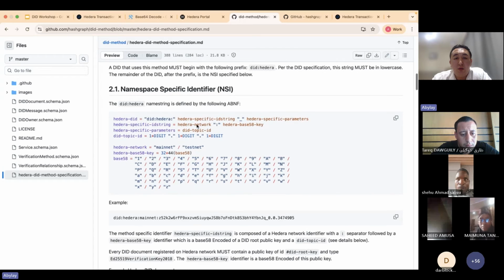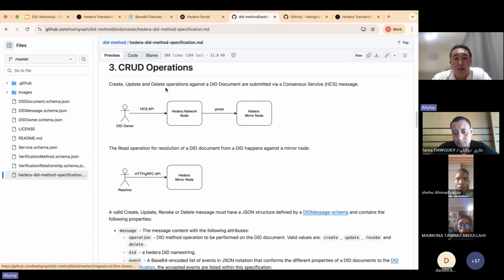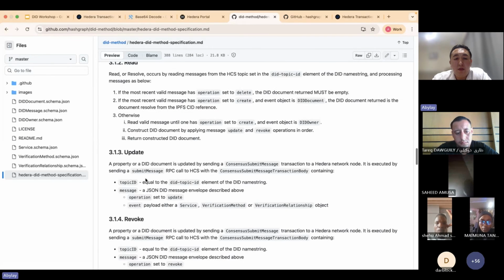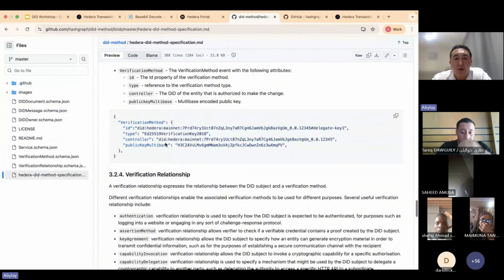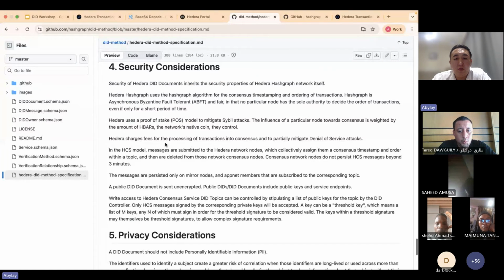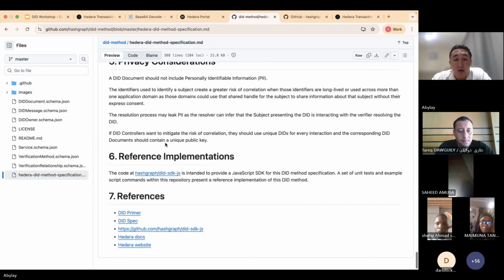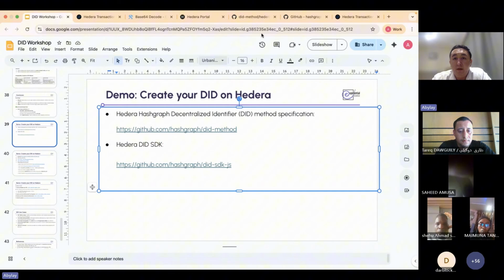Basically, it goes through the DID format and the operations, as I mentioned, like how create works, reading, updating, revoking, and so on, and also verification methods, what types of keys and algorithms to use, and so on. And at the end, it gives you some security and privacy considerations. And for the SDK, you can use this Hedera DID SDK.